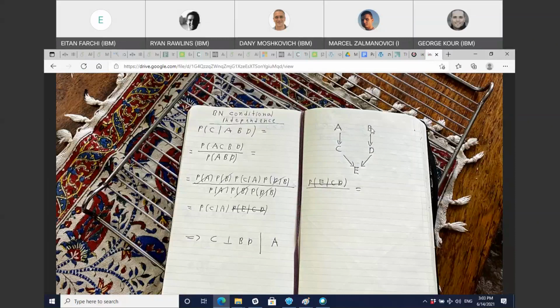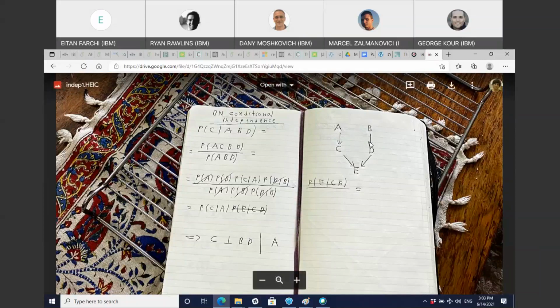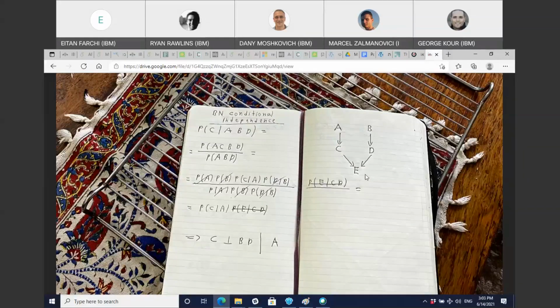So you can think about B and D. Why am I choosing B and D? They're not descendants of C. So once I know A, the non-descendants of C are conditionally independent of C, and this is just an example of this principle, and I want us to see how we can see that formally.